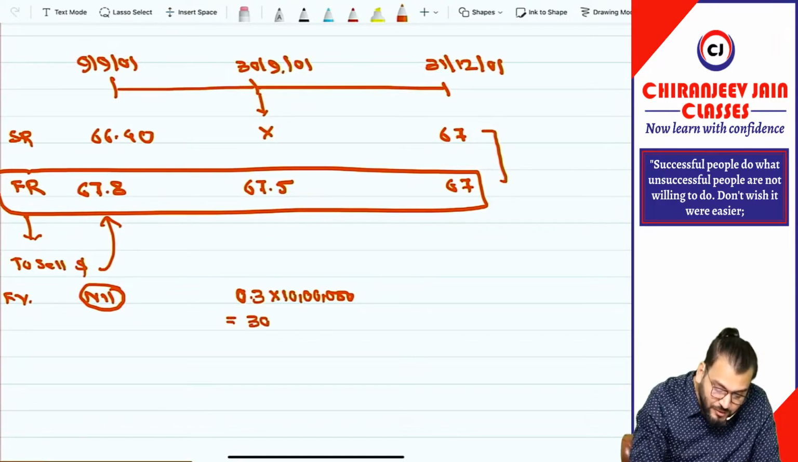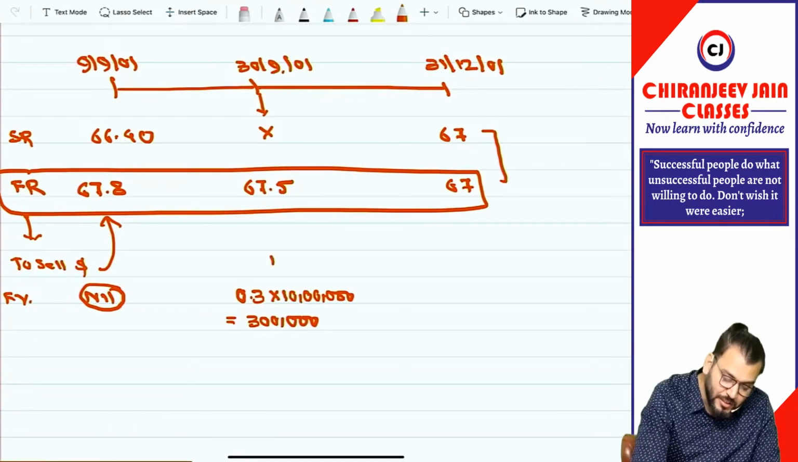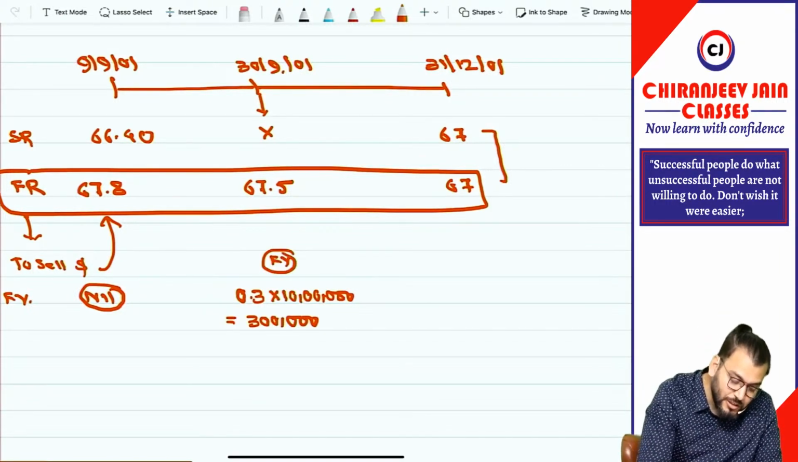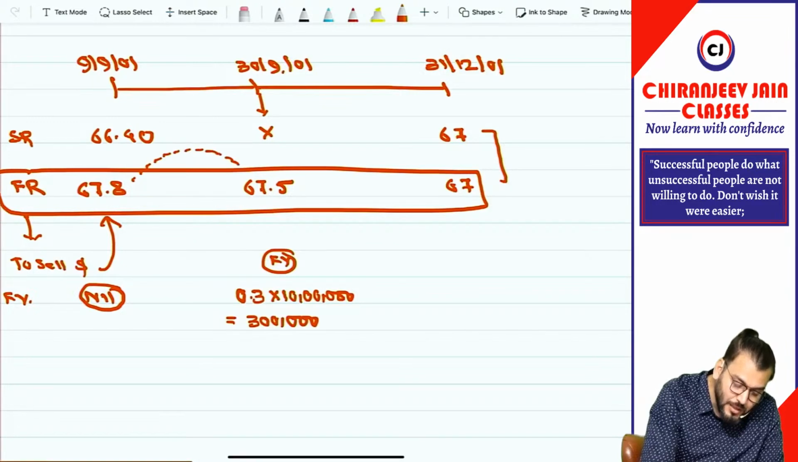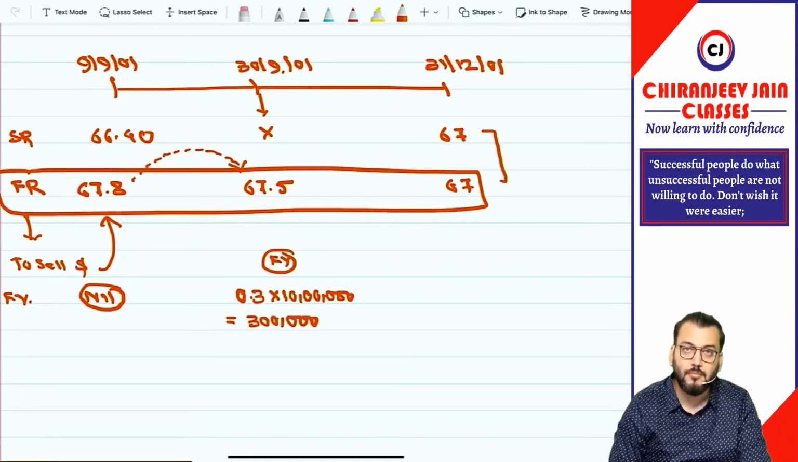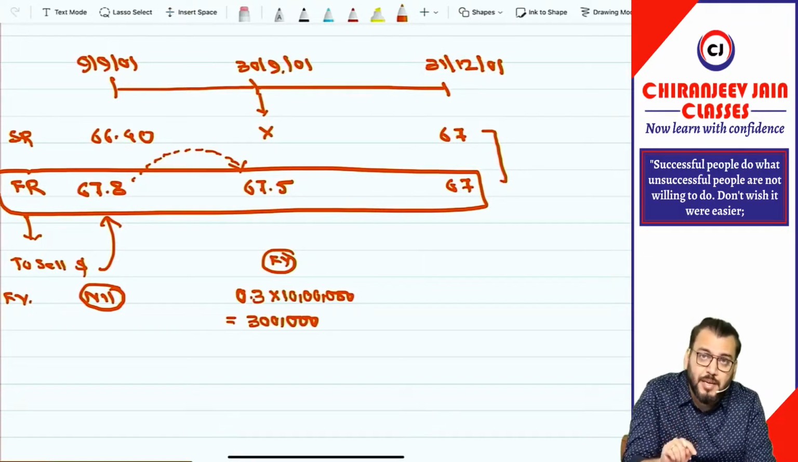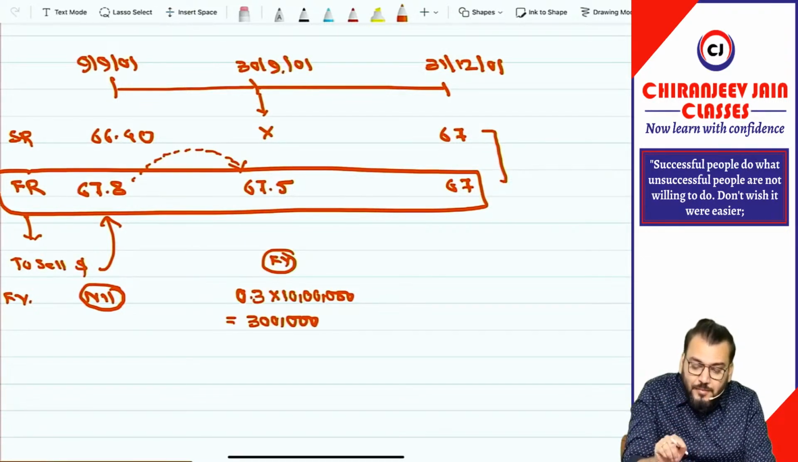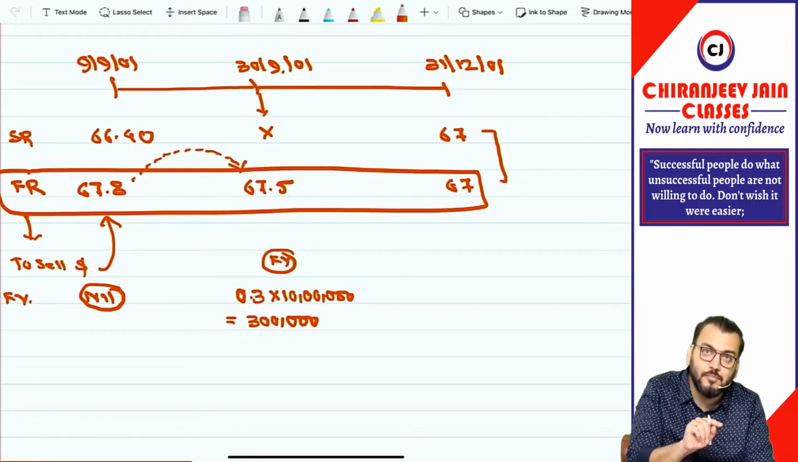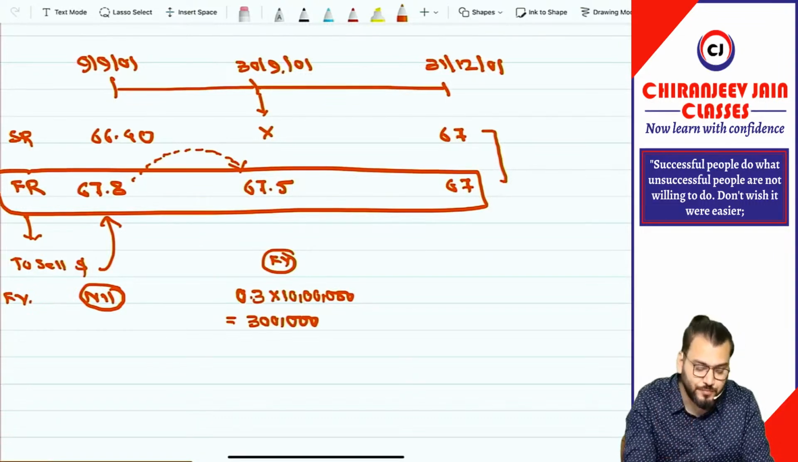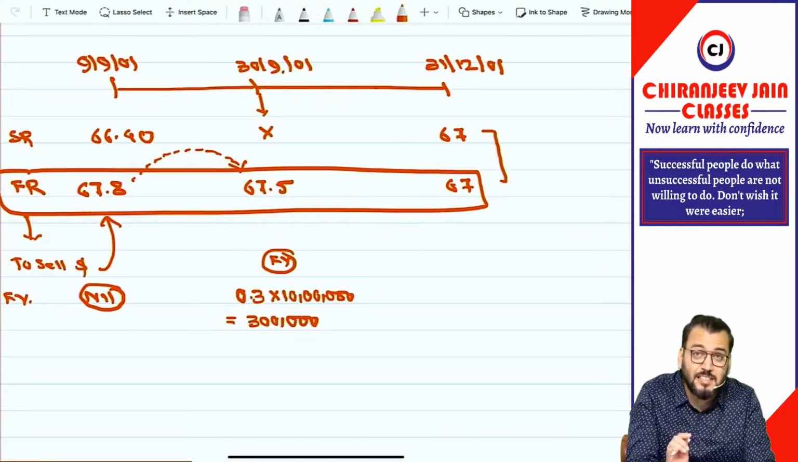So it becomes 3 lakh. What is 3 lakh? An asset. Why is it an asset? Because it is a favorable situation. So you can see I have compared these two. Whenever you are calculating fair value, always compare the current forward rate with the opening forward rate. Understood? Yes, sir.